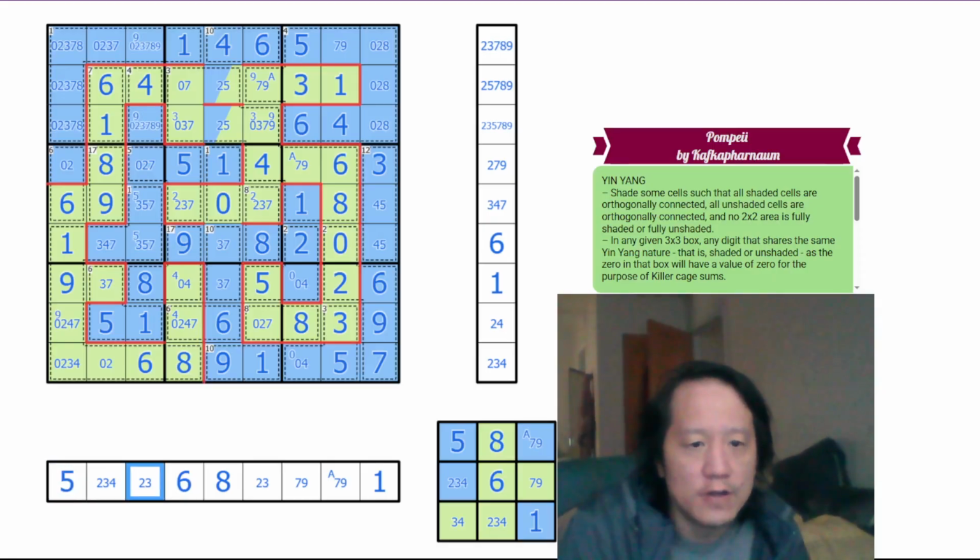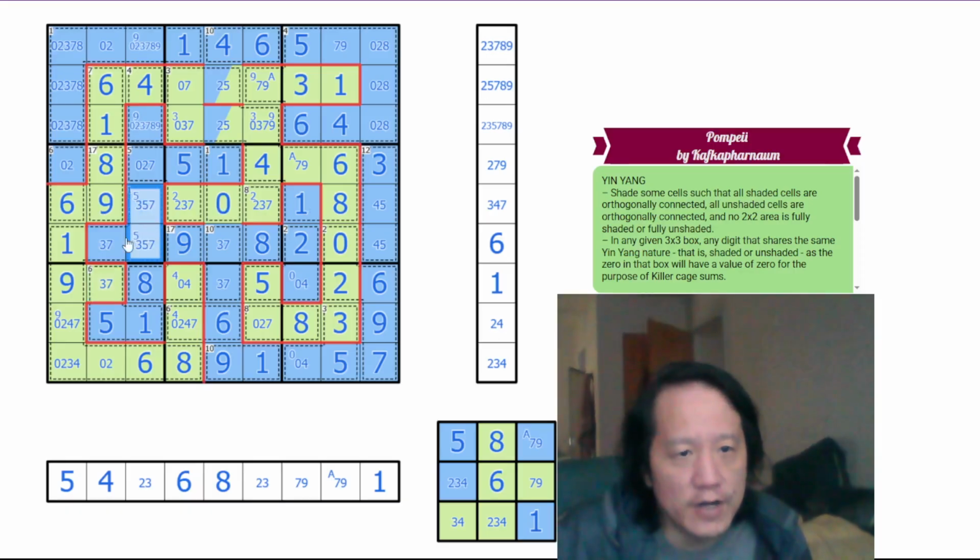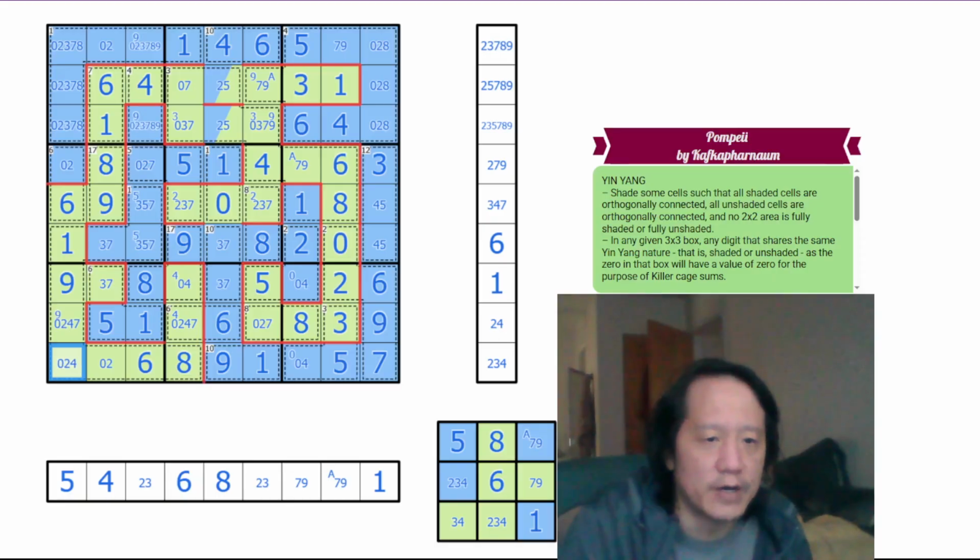We have column 3 and 6 missing 2 and 3, so column 4 must be missing the 4. So this cannot have a 4 here. But you have a 3, 7, 3, 7 pair, which eliminates 3, 7 in the rest of the column. This is 3, 5, and 7 in this cage, which eliminates 3 and 7 in the rest of the box.